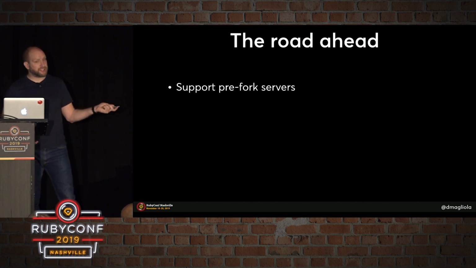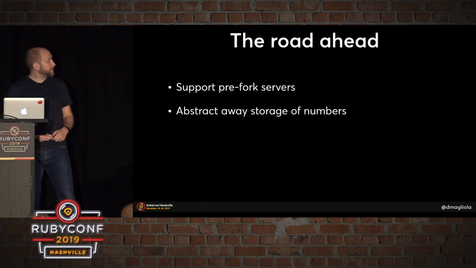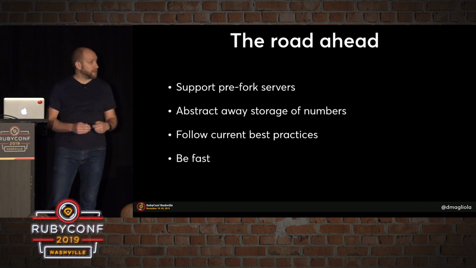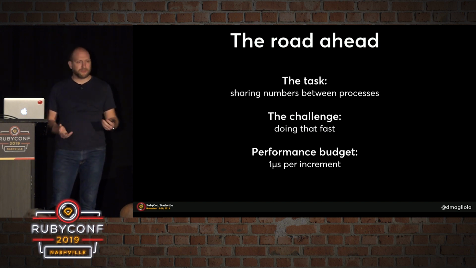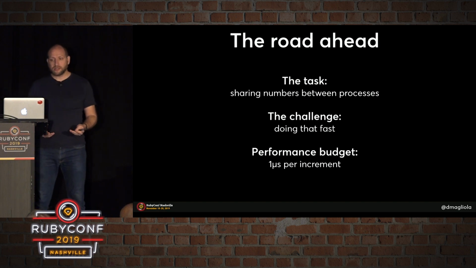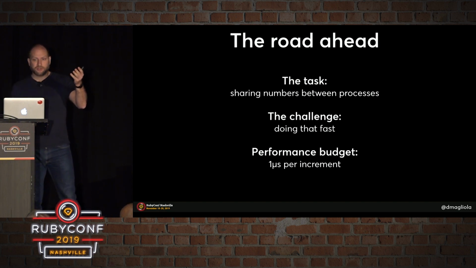So to recap, we knew what we had to do. We were going to rewrite this gem so that it would support pre-fork servers, it would have abstracted storage of numbers, it would follow all of the current best practices, and it was going to be fast. And this is where we were at. We now needed to figure out how we were going to do this in a way that actually allowed us to share those numbers, but staying under that performance budget.